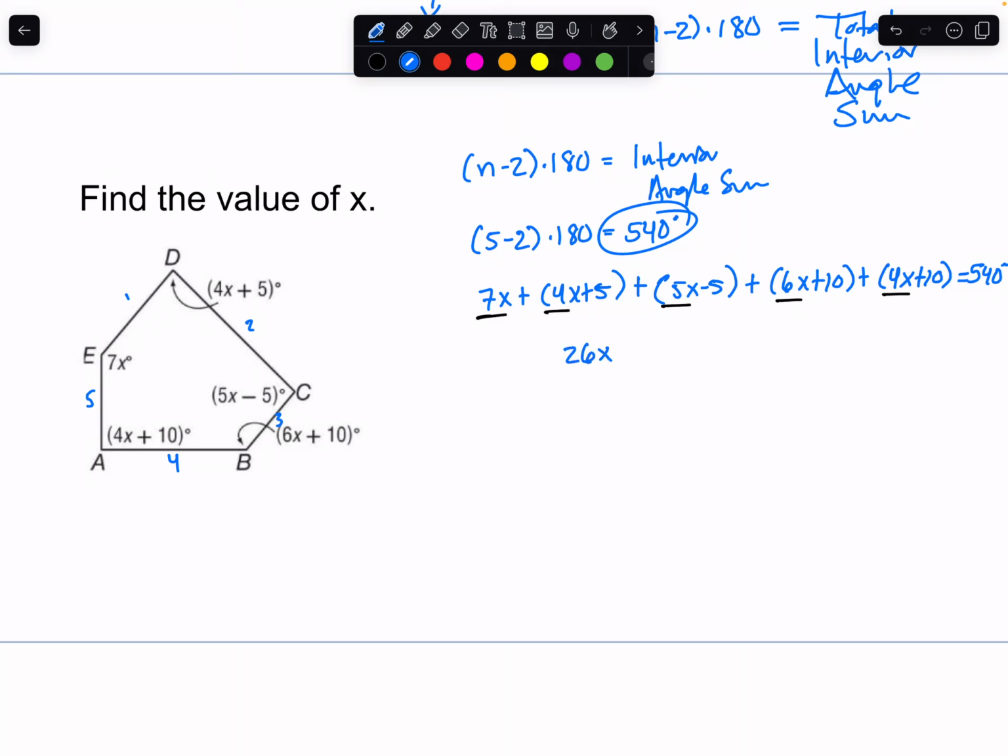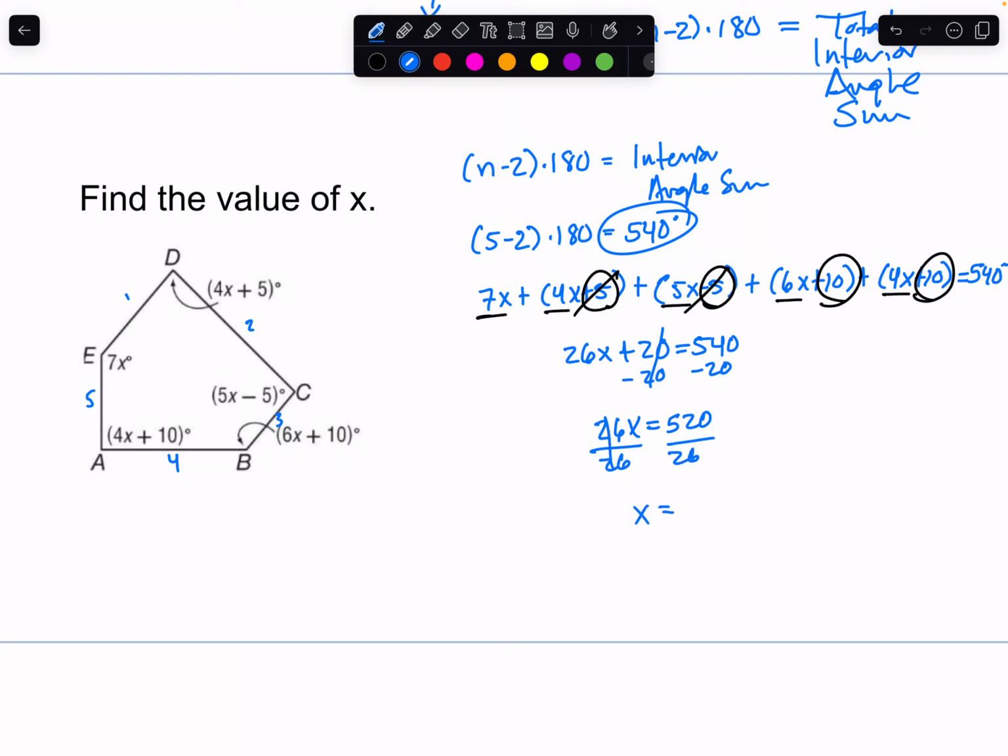And then I can combine the constants, the numbers, and I can see that the 5 plus 5 gives me 0, and then 10 plus 10 gives me 20. So after combining like terms, I get 26x plus 20 equals 540, and to solve for x, I isolate the variable. Subtract 20 on both sides. 26x equals 520. Divide both by 26.